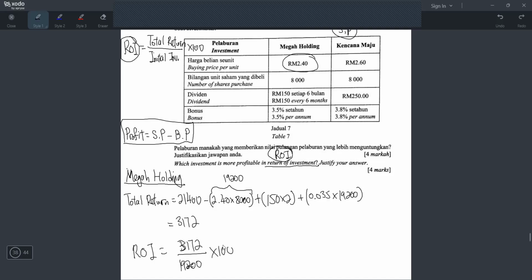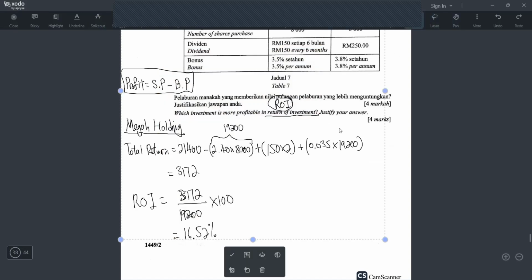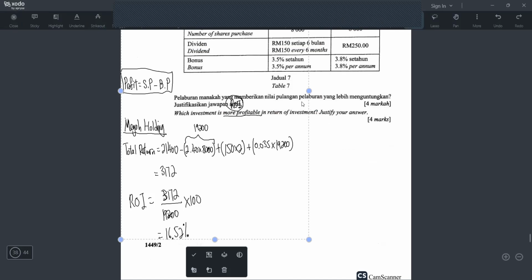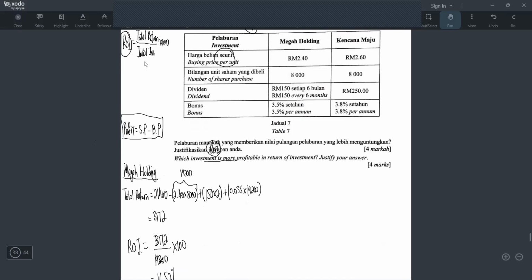And don't forget to times 100. And then you press calculator, you will get the ROI in percentage. Okay, so let's press. Okay, my calculator gives me 16.52. And don't forget to write percent, because when you times 100, it means your answer will automatically be in percentage. Okay, let's make this smaller because I need space for the other company, which is Kencana Maju.